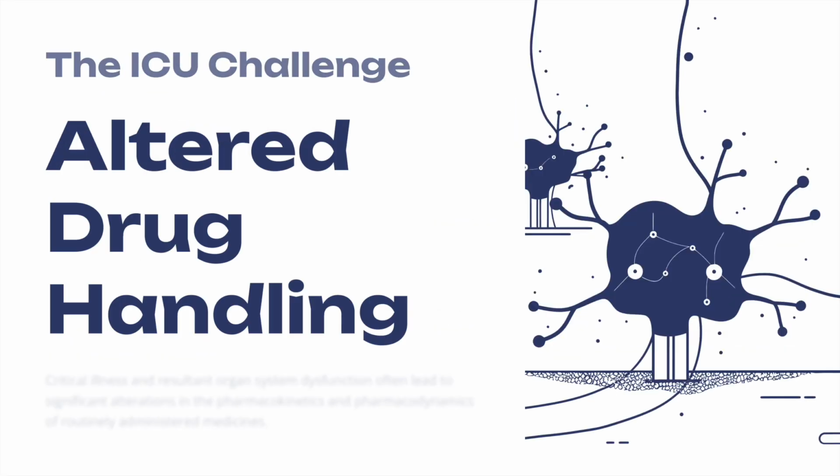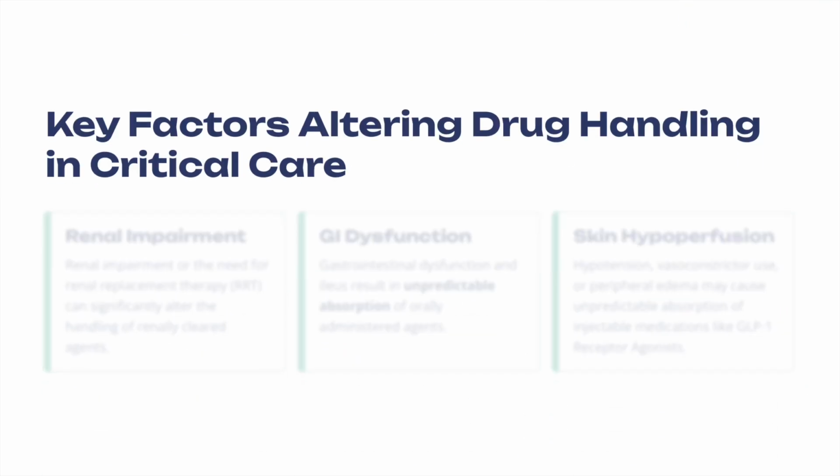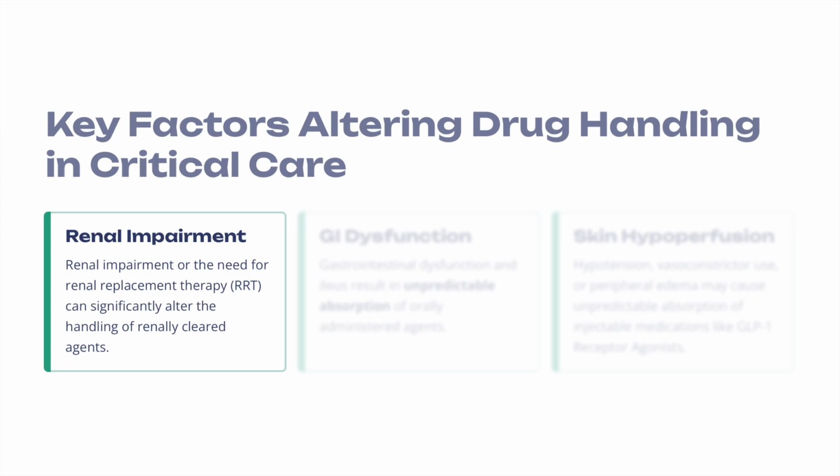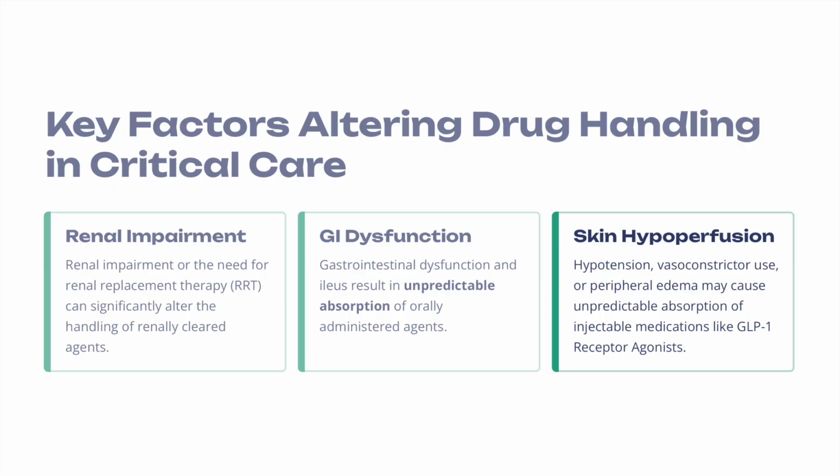It is a challenge because there is altered drug handling. In critical illness, there is organ failure, significantly altering the pharmacokinetics and pharmacodynamics of these drugs. So what are the alterations? The most important is renal impairment, followed by GI dysfunction and also skin hypoperfusion.